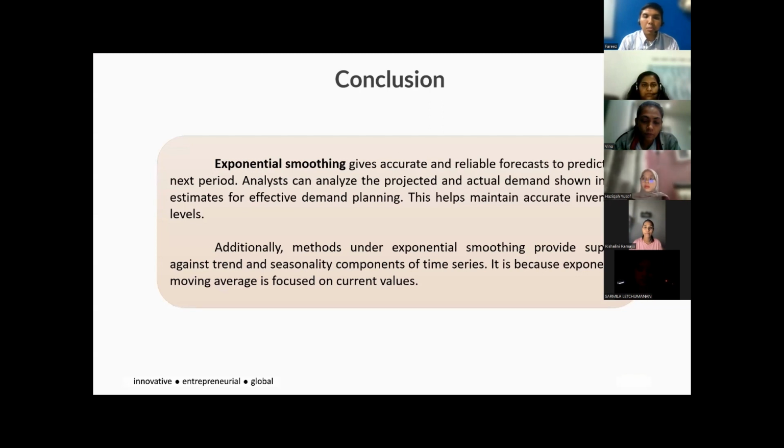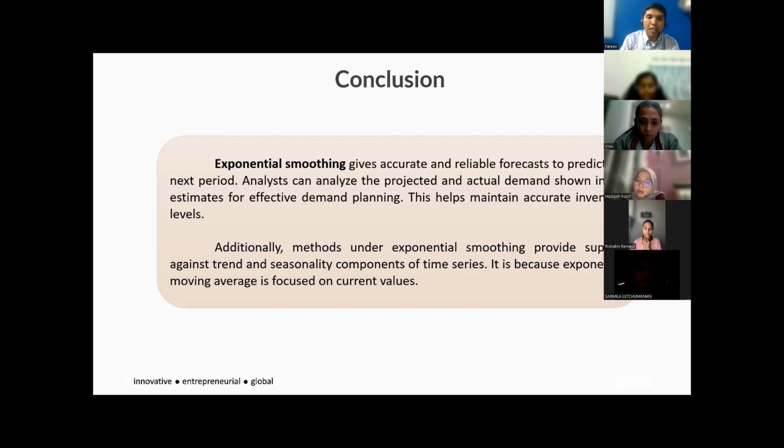Okay, thank you to all presenters. From the advantages and disadvantages that we heard previously, we can conclude that exponential smoothing gives accurate and reliable forecasts to predict the next period. Analysts can analyze the projected and actual demand shown in the estimates for effective demand planning. This helps maintain accurate inventory levels. So basically, we can say that exponential smoothing is an important part of decision making.